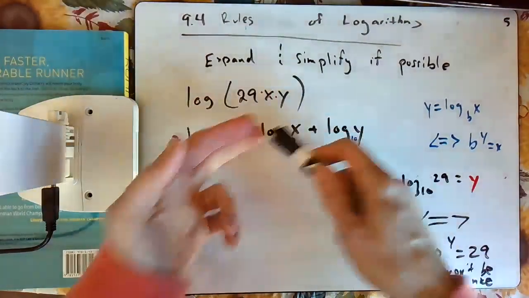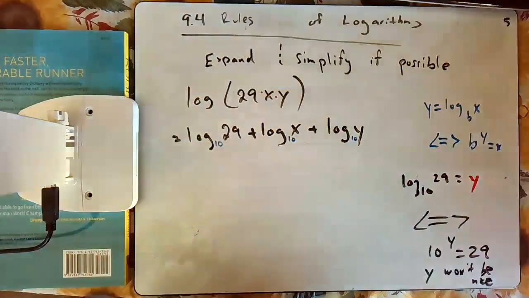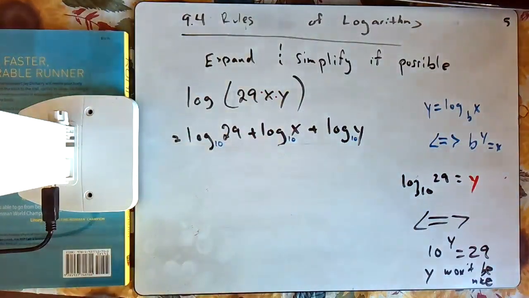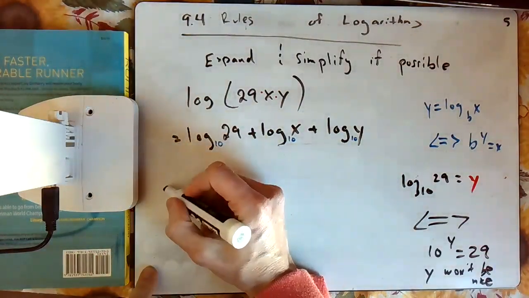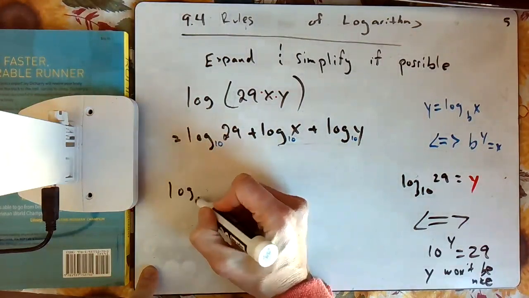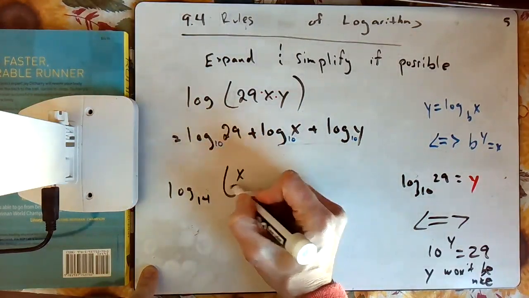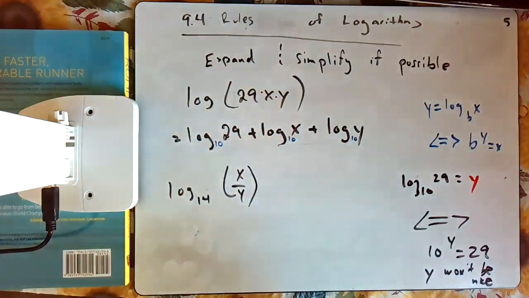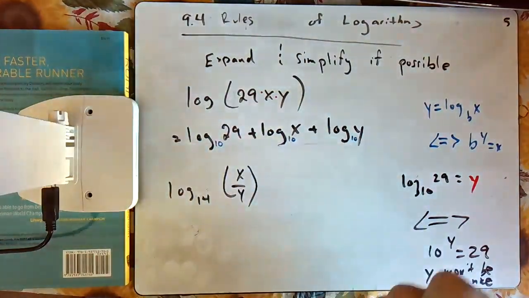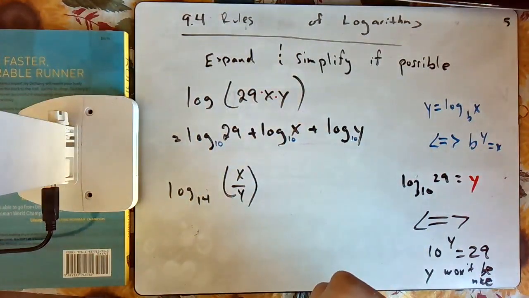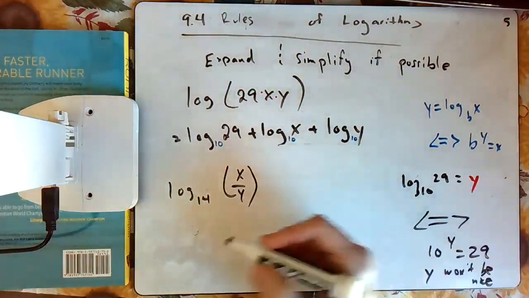Again, what we're doing is we are expanding, right? We're making more logs. Now let's try log base 14 of x over y. Now we're no longer multiplying. We're dividing two terms right here. So that means we're going to do the quotient rule.